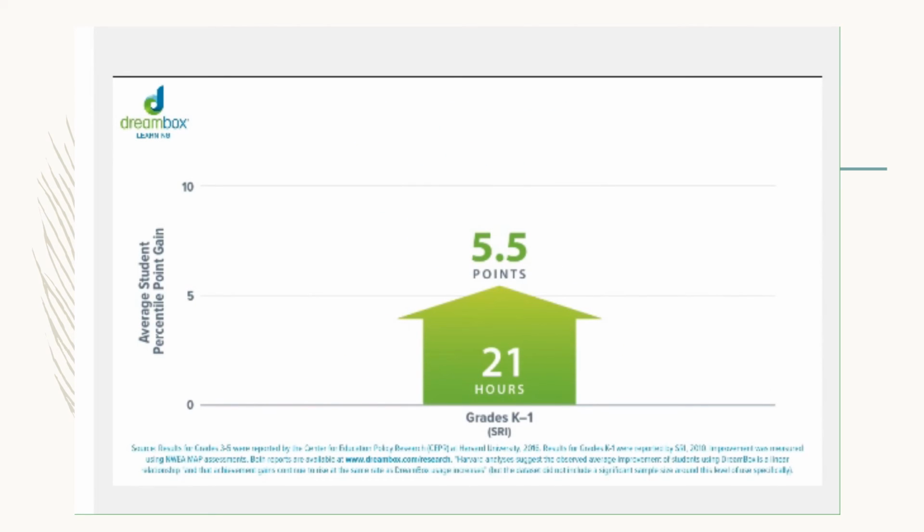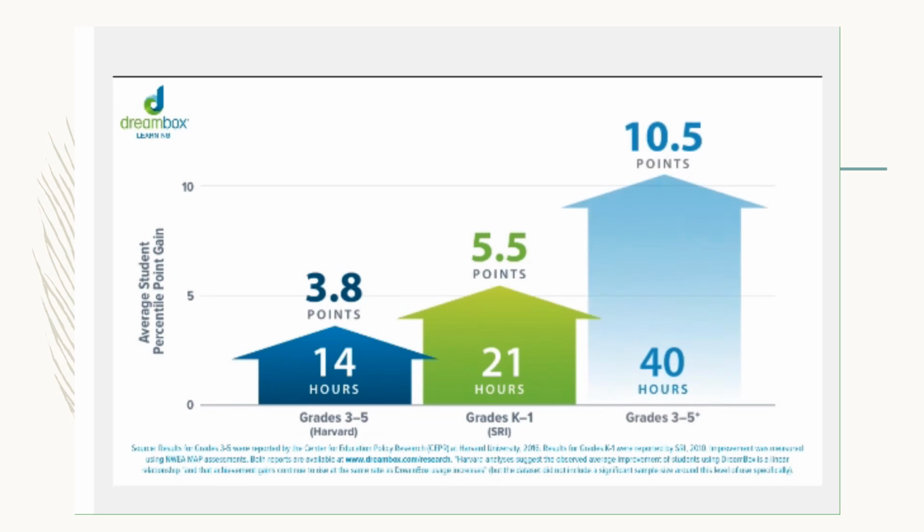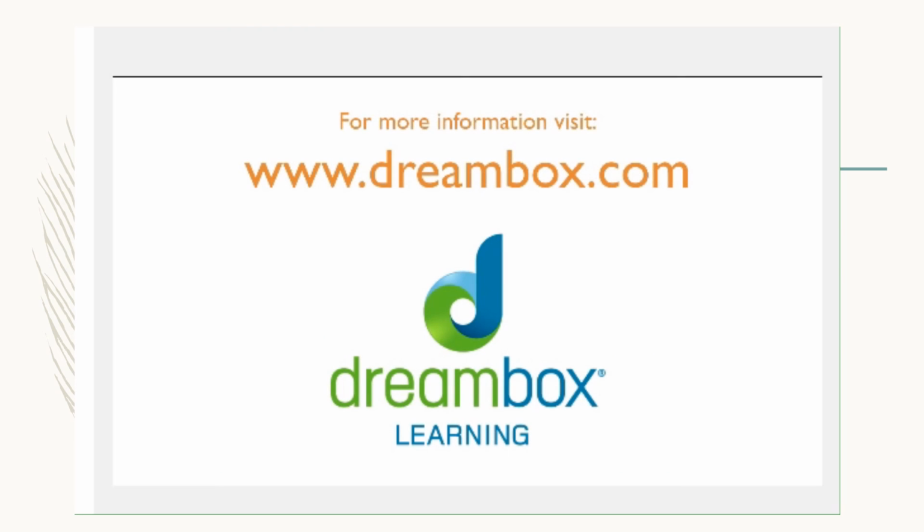An earlier study of Dreambox found that students in grades K-1 improved 5.5 percentile points after 21 hours. This new study revealed a similar impact. Average students in classrooms using Dreambox improved nearly 4 percentile points after just 14 hours. Harvard's analysis suggests a linear relationship between time on Dreambox and achievement gains, meaning a student who uses Dreambox for an hour each week could improve over 10 percentile points by the end of the school year. Visit Dreambox.com to read more about Dreambox's impact in schools across the U.S. and Canada.